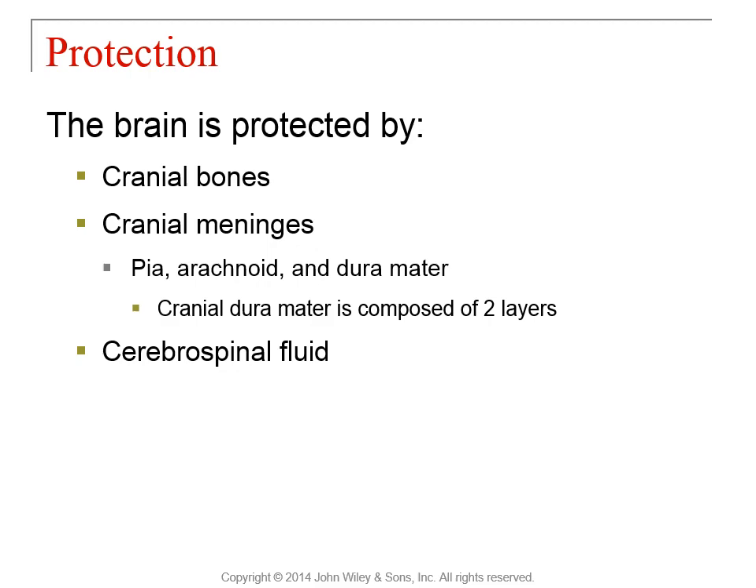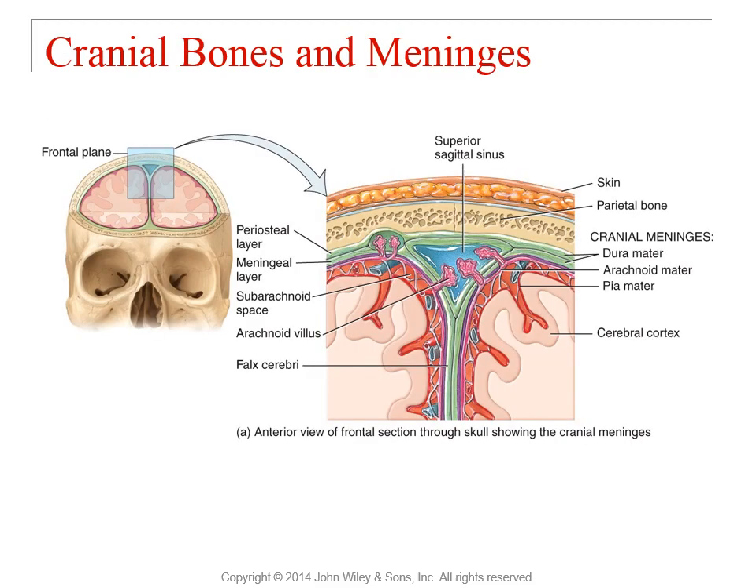Here's a nice little coronal section of the cranial bones and meninges. You see the parietal bone here. You can see the 2 layers of the dura mater. You're going to find the periosteal layer, which of course is going to be up against the periosteum of the bone, followed by the meningeal layer, which is closer to the actual meninges themselves.